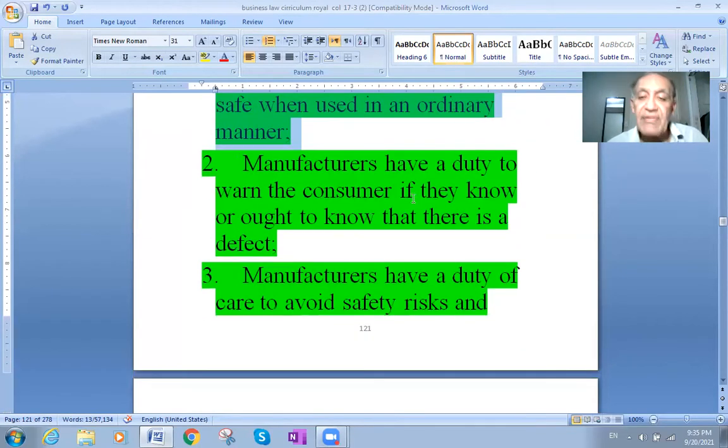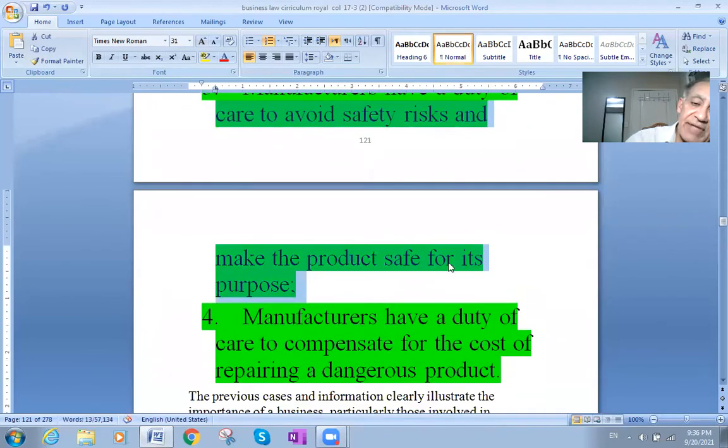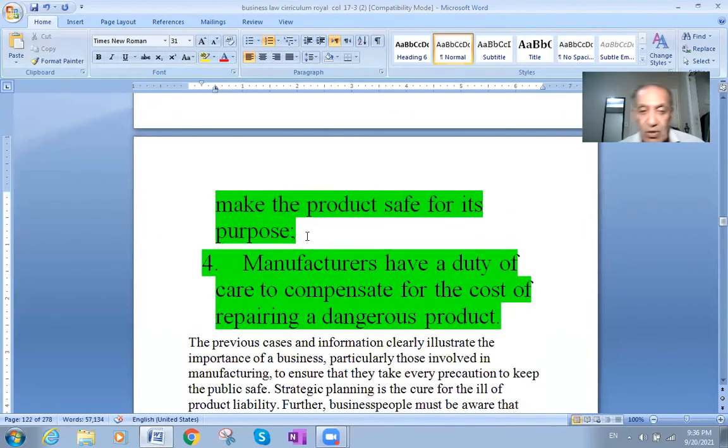Manufacturers have a duty to warn the consumer if they know or ought to know that there is any defect in the product. So it is right to tell the consumer that this product is not safe. Manufacturers have a duty of care to avoid safety risks and make products safe for their purpose. Also, manufacturers have a duty of care to compensate for the cost of repairing dangerous products.